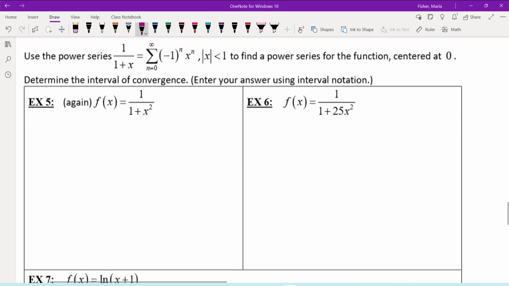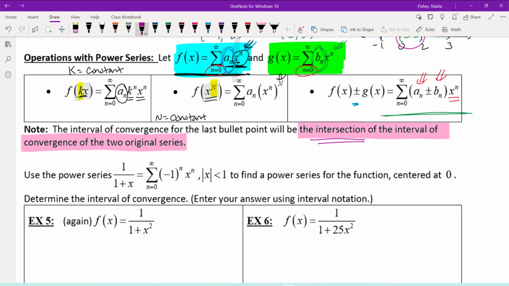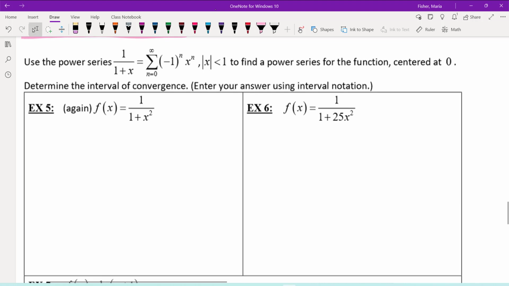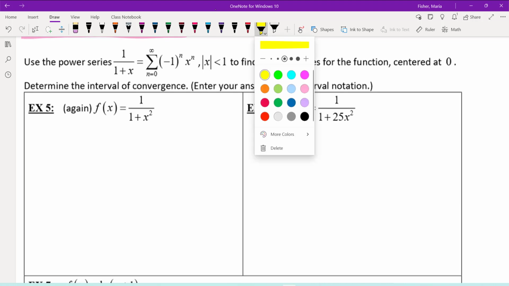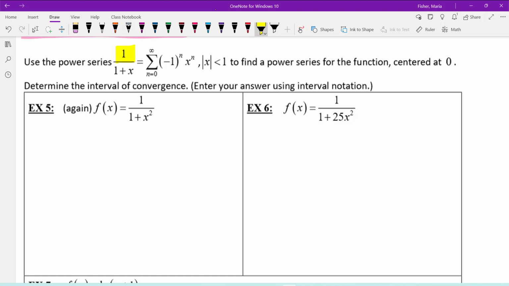Now what we're going to do is use these operations with power series, and we're really going to stick to the first two. It's telling us that we know that we have this power series, and our power series is 1 over 1 plus x is equal to the sum from n equals 0 to infinity of negative 1 to the n times x to the n, where the absolute value of x is less than 1.